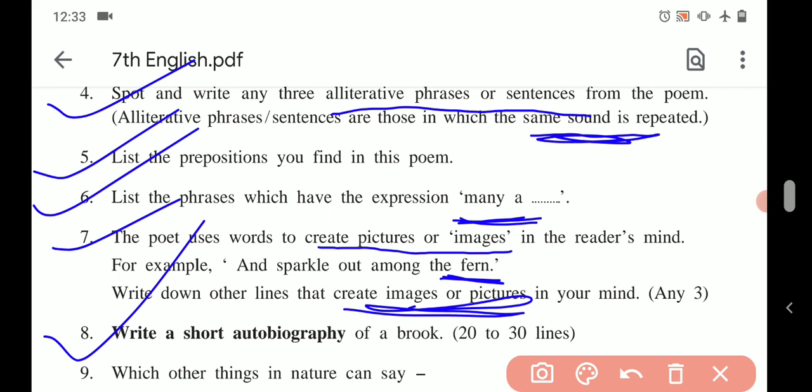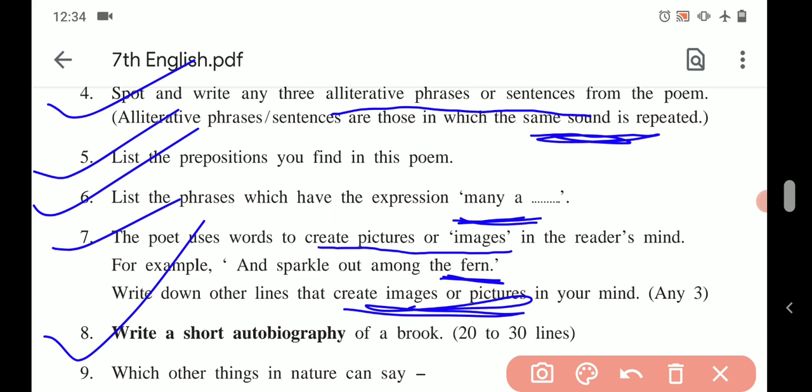Eighth activity, write a short autobiography of a Brook. An autobiography is something in which a person or thing gives its own information. So if you think of writing the autobiography of a Brook, how will you start? For example, hello, I am a Brook. I start my journey from the hills, mountains, from where I just slip down and start flowing through many places. In this way you have to start, and whatever explanation or description is given in the poem can be used, but here you have to write in the form of a short essay.